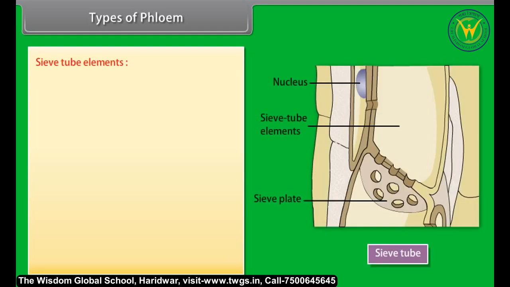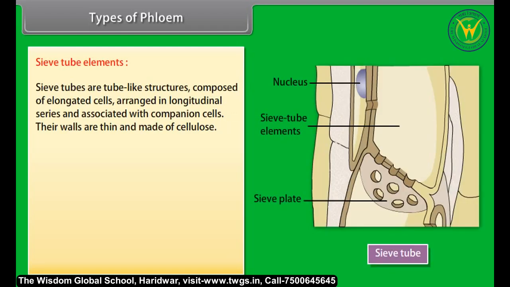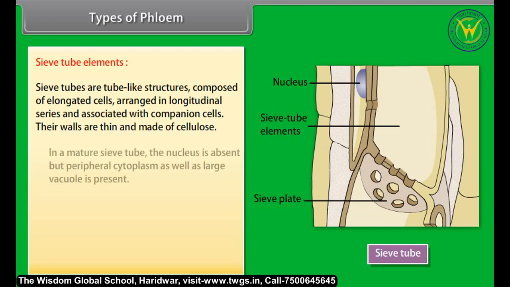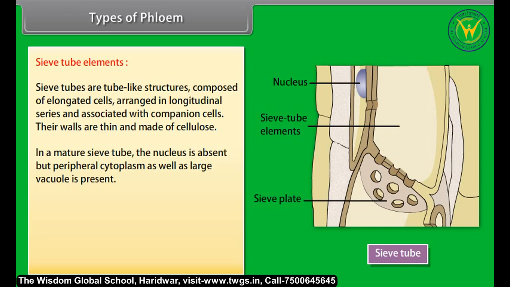Types of phloem. Sieve tube elements. Sieve tubes are tube-like structures composed of elongated cells arranged in longitudinal series and associated with companion cells. Their walls are thin and made of cellulose. In a mature sieve tube, the nucleus is absent, but peripheral cytoplasm as well as large vacuole is present.